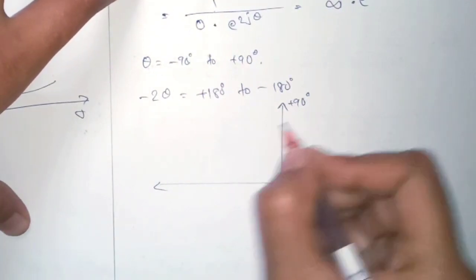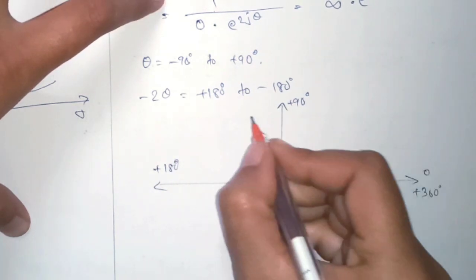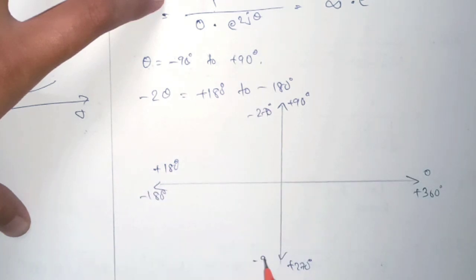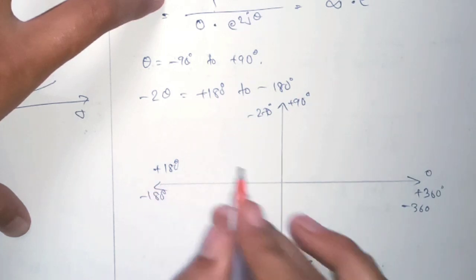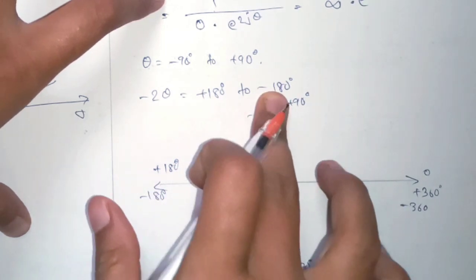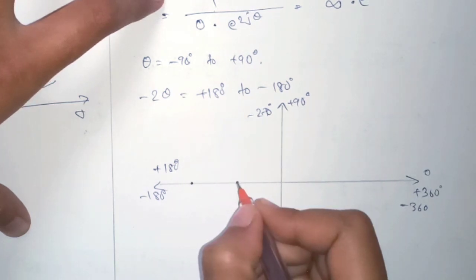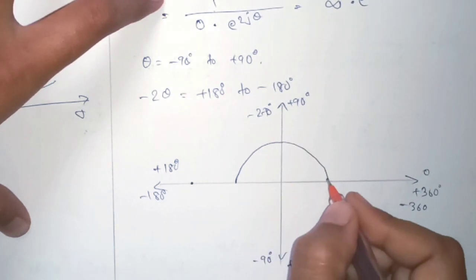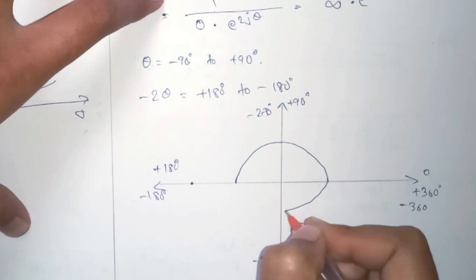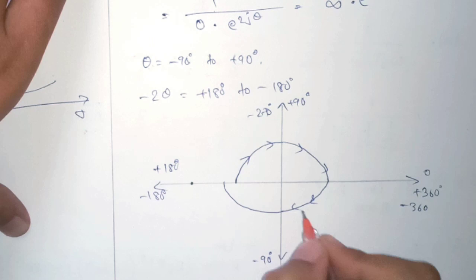So this is 90, plus 180, plus 270, plus 360. This is minus 270, minus 180, minus 90 and again minus 360. So this is traveling from positive to negative. From positive it will decrease and it will go to 0. Then again from 0 it will go to minus 180. That means it will go from plus 180 degrees, then it will decrease to plus 90, then decrease to 0, then decrease to minus 90, then minus 180. So this is the contour of C4, which is in clockwise direction.